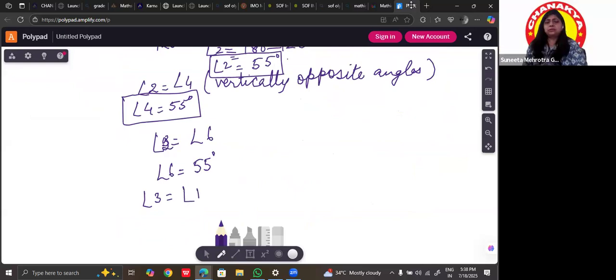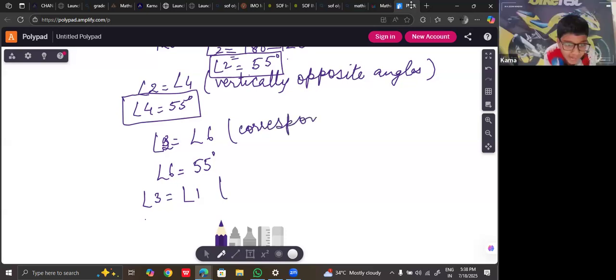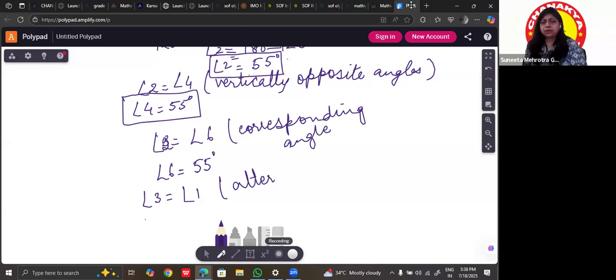Why? Every time you have to mention why it is equal. Corresponding. Ma'am, next one vertically opposite. Angles 1 and 3 are vertically opposite angles.